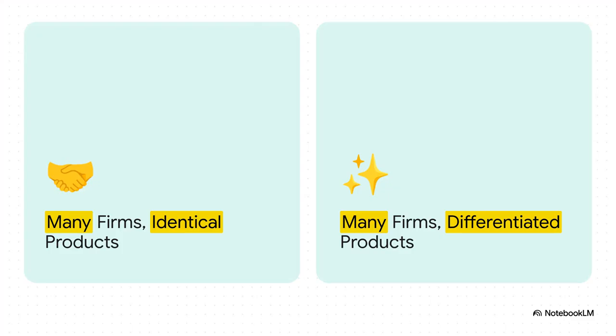First up, monopolistic competition. Now, this one sounds a bit like perfect competition, and in one way it is. There are still many firms. But here is the single most important difference you need to remember for your exam. The products are differentiated, not identical.